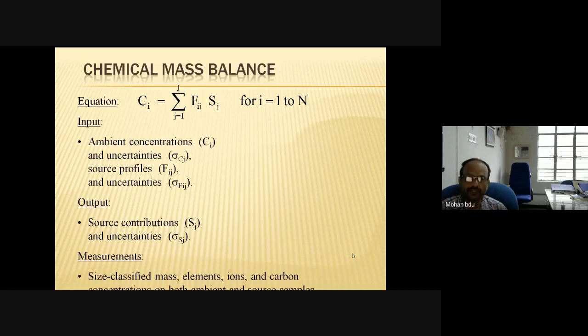Now coming to the receptor models, as I told you earlier, a receptor model takes the ambient concentrations at a given receptor location, and it tries to identify the source contributions or the source profiles. So this is mainly based on mathematical models and statistical models. In this case, the input parameters are the ambient concentration Ci and its uncertainties, and the source profiles and their uncertainties. Output is the source contributions and uncertainties.